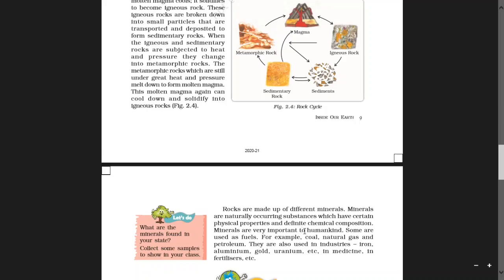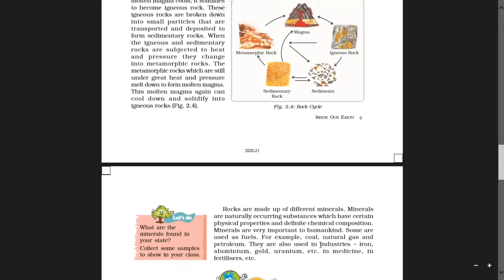Minerals are very important to humankind. Some are used as fuels, for example coal, natural gas, and petroleum. These are all gifts of minerals, you must know, boys.